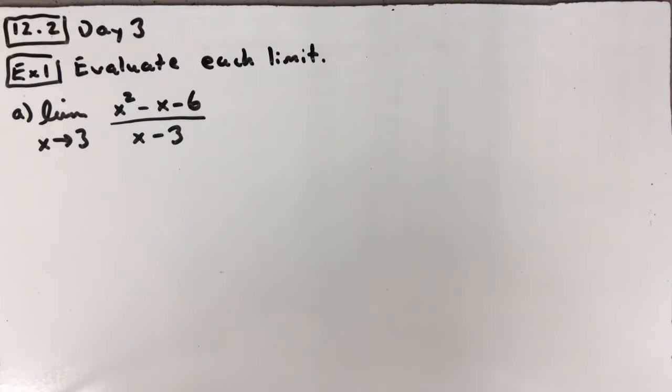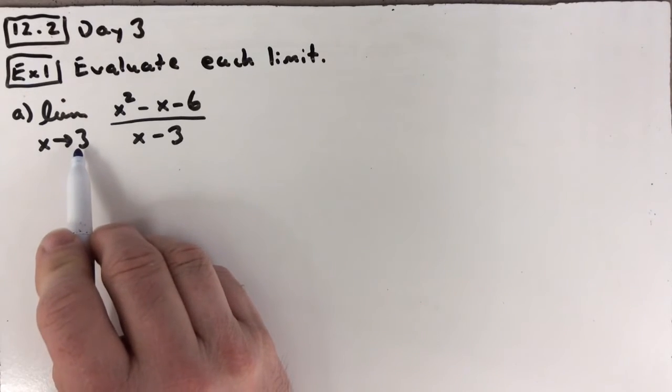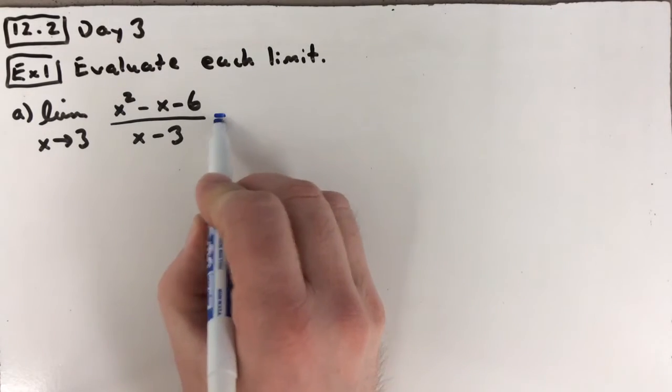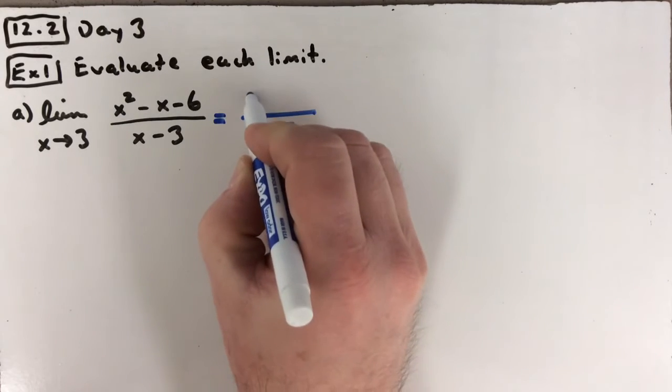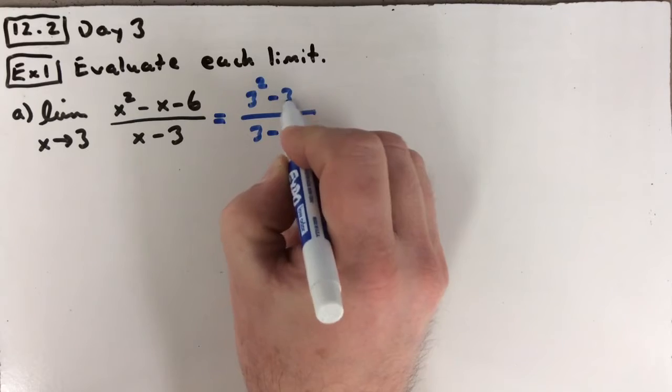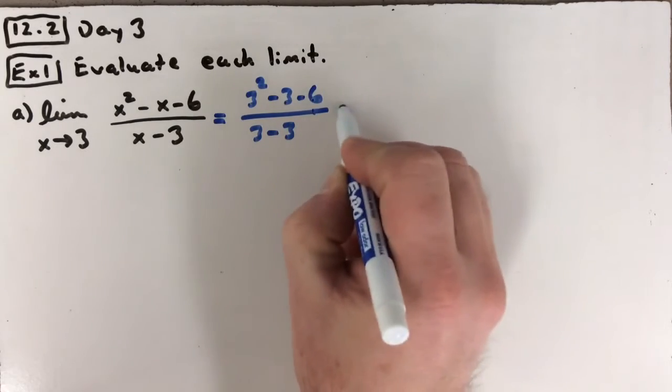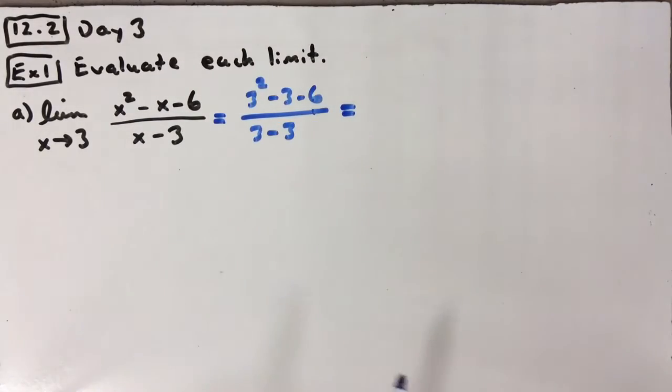It just means we can't use direct substitution. So what 12.2 day 3 is going to have us do is use direct substitution, but when we try to evaluate using direct substitution, it won't work. So we need a different method. And instead of just writing down that it's not possible, we're going to look at what some of these other methods are. So if I go through and try direct substitution, if I take 3 and I substitute that in for the x's in both the top and the bottom, we end up with that substitution.